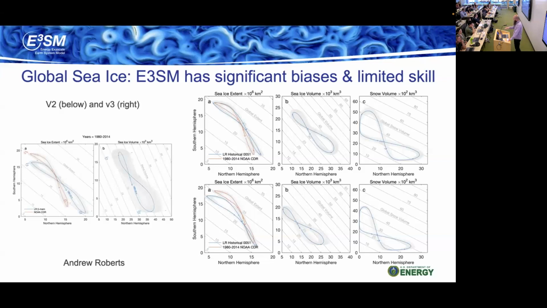On the left, we have the results from a historical V2 ensemble member. In orange is observation and blue is the model. When the blue curve is far to the right of the orange curve, that means we have far too much sea ice in the northern hemisphere. Similarly, when the blue curve is below the orange curve, that means we have too little ice in the Antarctic as compared to observations.